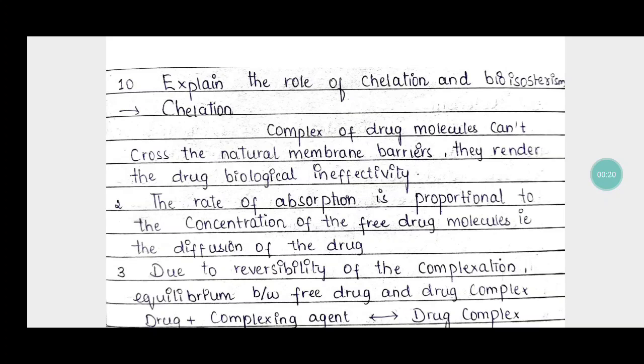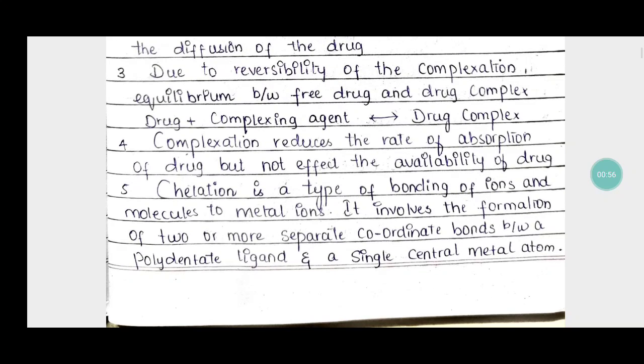It is a complex of drug molecules that can't cross the natural membrane barriers, and they render the drug biologically ineffective. The rate of absorption is proportional to the concentration of the free drug molecules, that is, the diffusion of the drug. Due to the reversibility of the complexation equilibrium between free drug and the drug complex, which gives drug plus complexing agent yielding the drug complex, the complexation reduces the rate of absorption of the drug but not the effect of the availability of the drug.